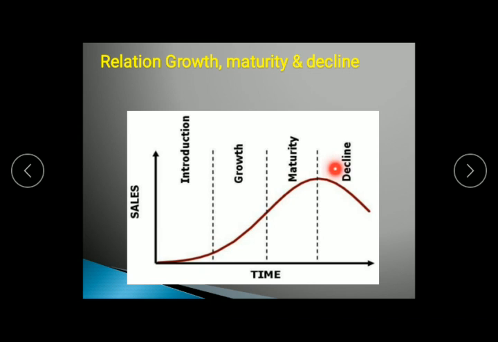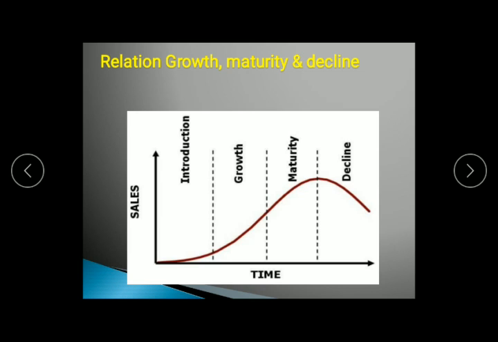Again, in the maturity stage, after the product has gone through the growth stage, the majority of customers are aware of your product. The majority of customers are using your product. So this is the maturity stage. In the maturity stage, the profit is maximum. You can consider that in the maturity stage the majority of customers are used to your product. So this is the phase which is desired for every product.